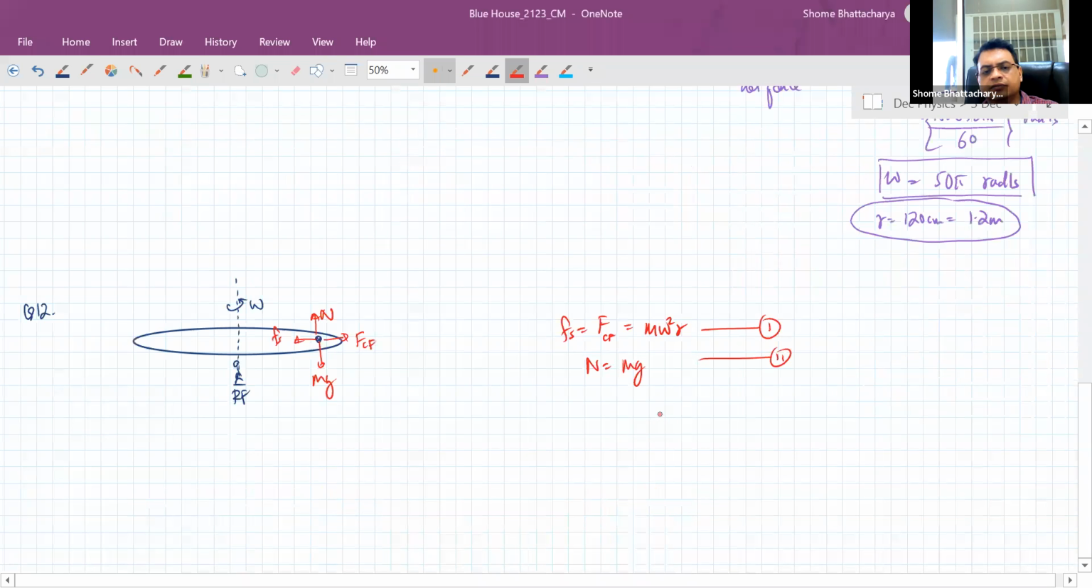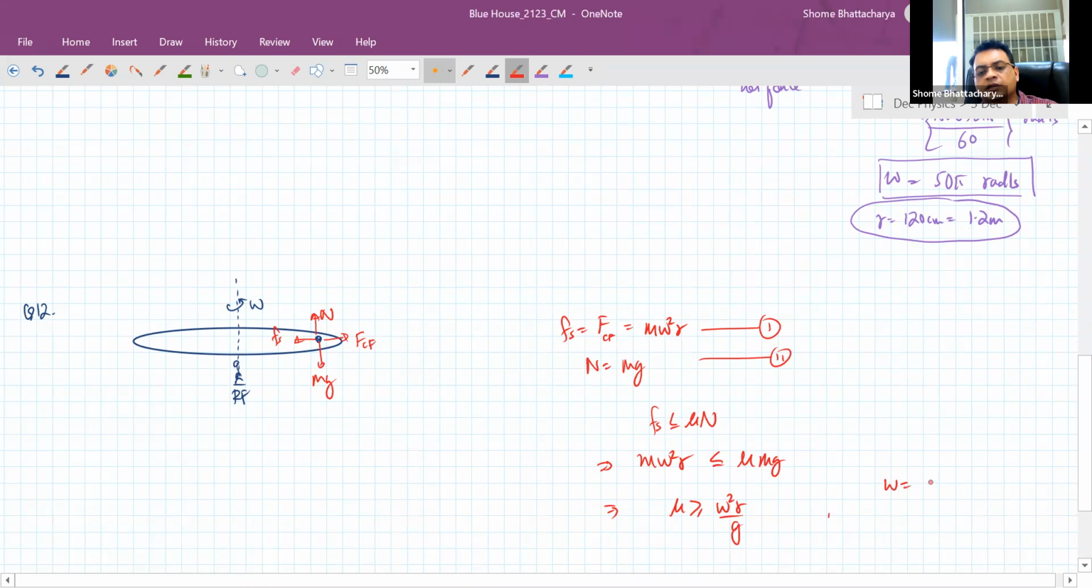So the limiting condition on friction is that this should not exceed mu N. So from equation 1, the static friction required is equal to the centrifugal force in magnitude. So it's m omega square r. And that should be less than or equal to the limiting friction, which is mu mg. So mu should be greater than or equal to omega square r by g.